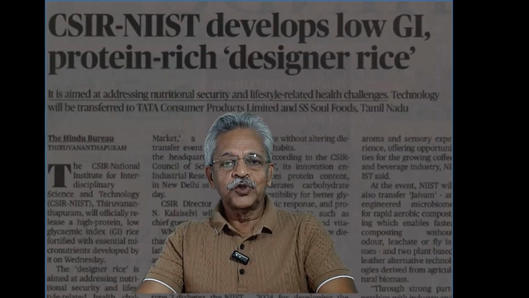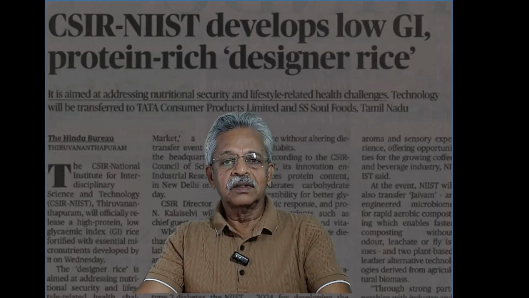Second, you increase the protein content of the rice. Around 3 times the protein content is increased. What do you achieve by this? A protein deficiency is corrected. When you take rice, which is usually a carbohydrate, now it becomes a source of protein.